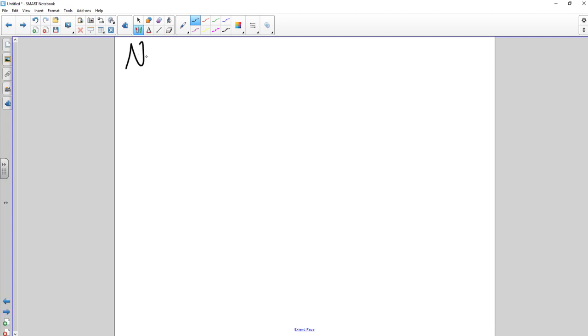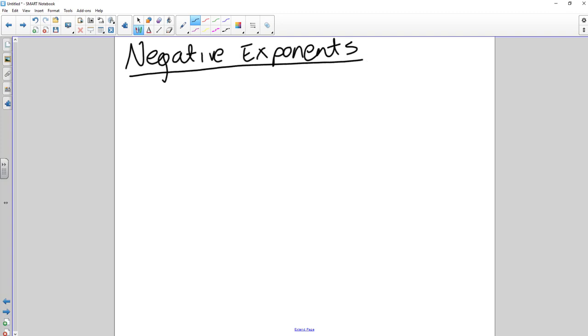So negative exponents are when we have something like a to the negative nth power. So our exponent is negative. I'm going to give a definition for this in a minute, but let's do an example first. Let's say I have 2 to the negative third power.